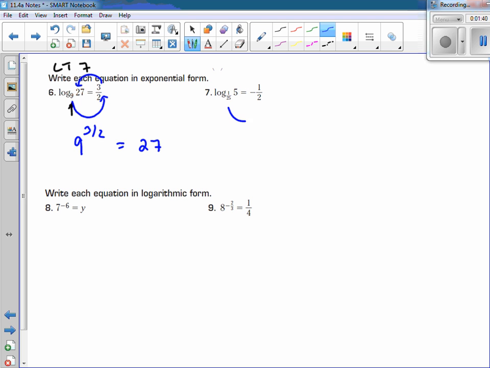And same thing for the next one. 1/25 to the negative 1/2 power equals 5.